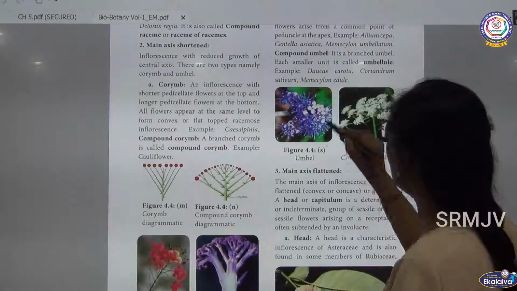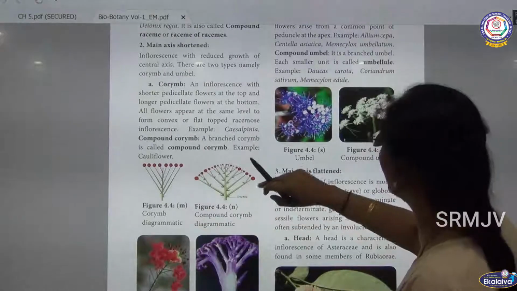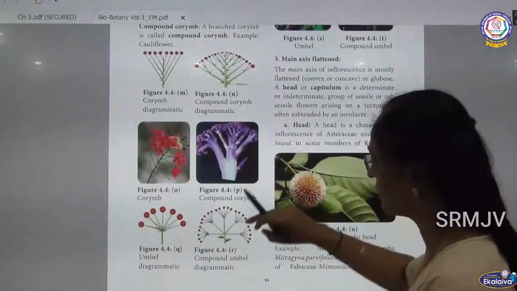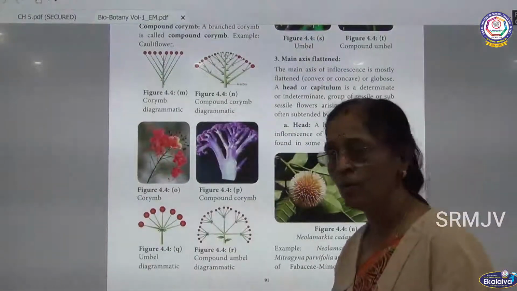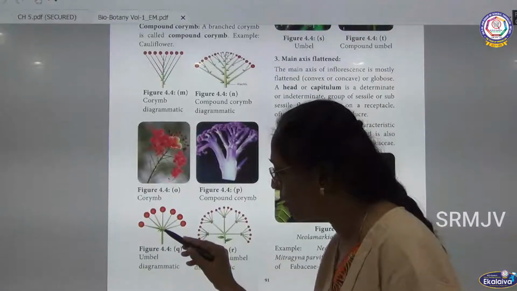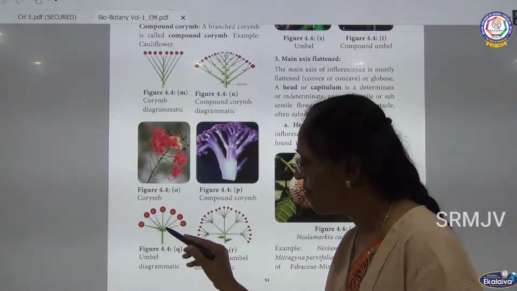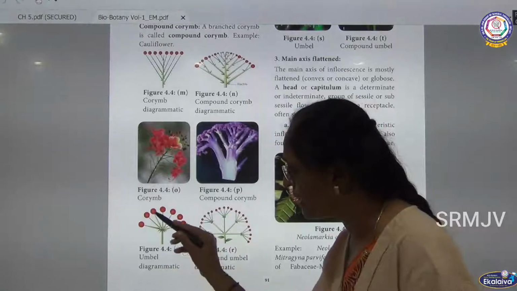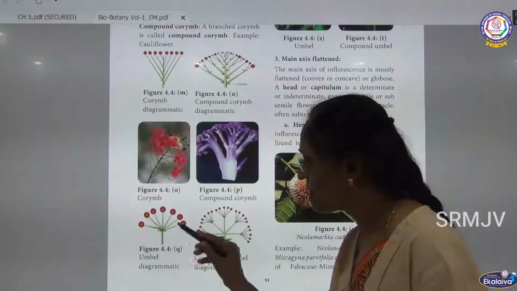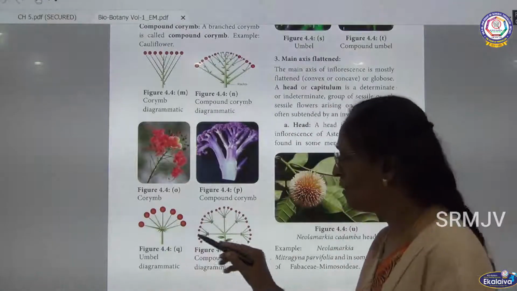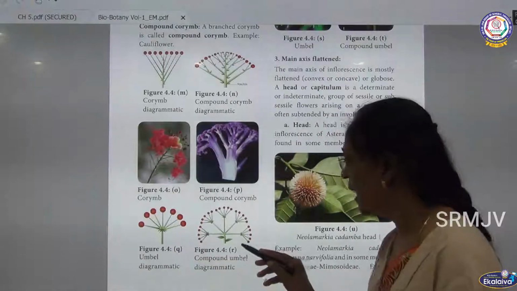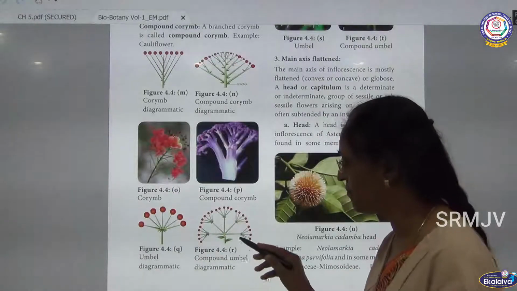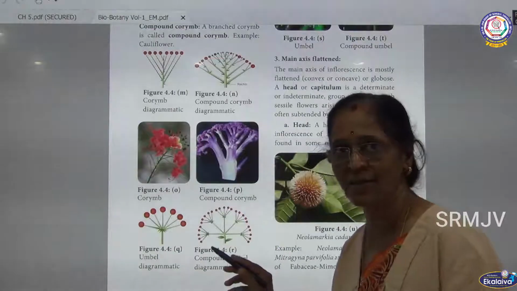Now, when it comes to the other one, what you call an umbel. And this is an umbel. What is an umbel? The inflorescence where you will find this is the axis. From a point you will find the branches which arise. This you call an umbel. You will find it in Allium cepa. And this is a compound umbel, which you will find in Daucus carota, that is the carrot.